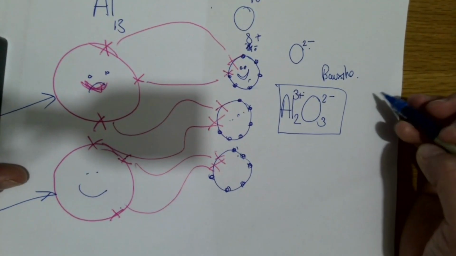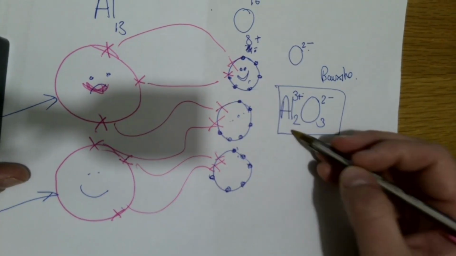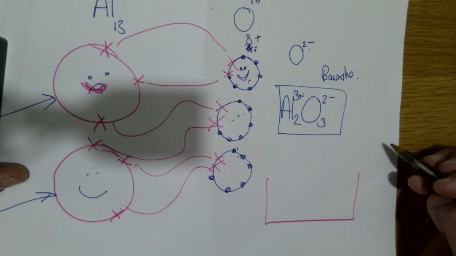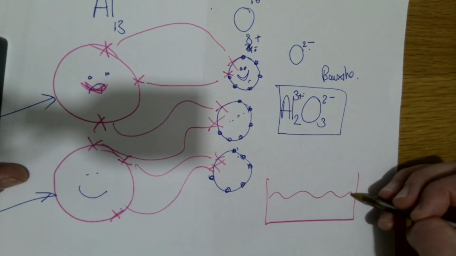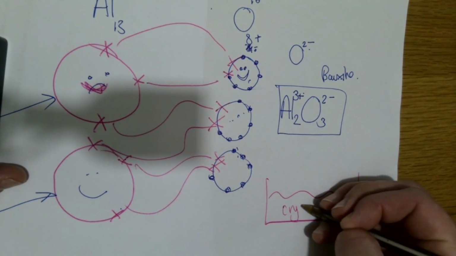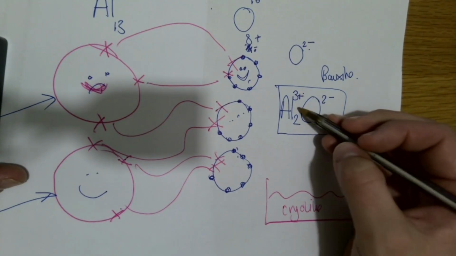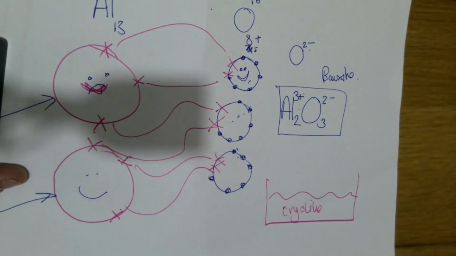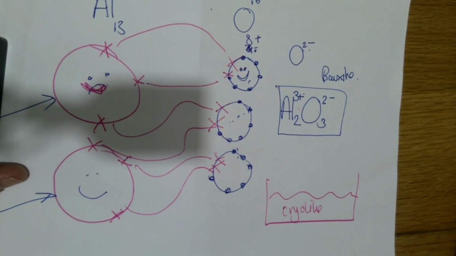Same process occurs with electrolysis. It's an ionic giant lattice. You put it in the electrolyte. That's called cryolite. And the ions separate, charge moves, and there we go.